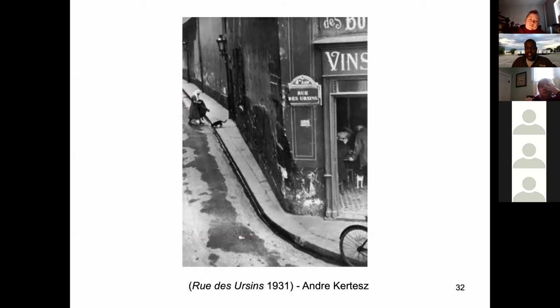And this is André Kertész, a Frenchman, who actually also took art for art's sake. So here it's all about the leading line in this image and what's going on, more of a narrative or telling a story in his images as well.